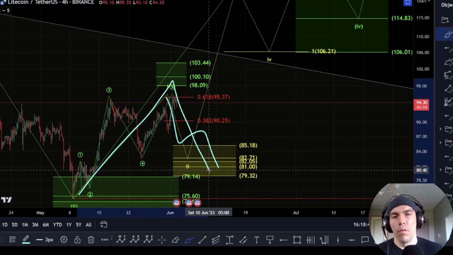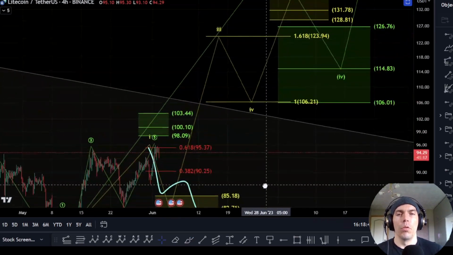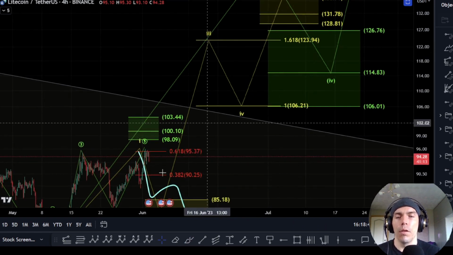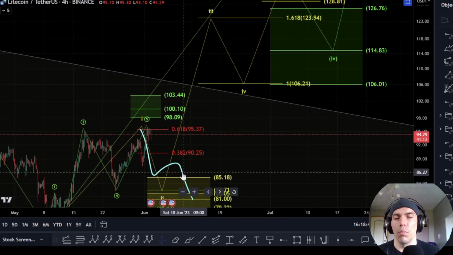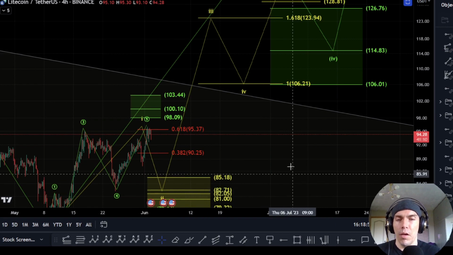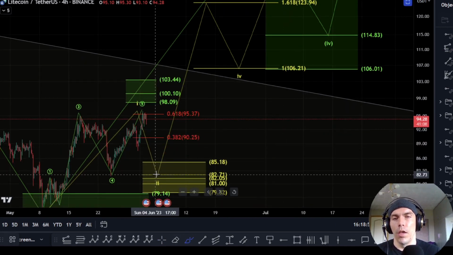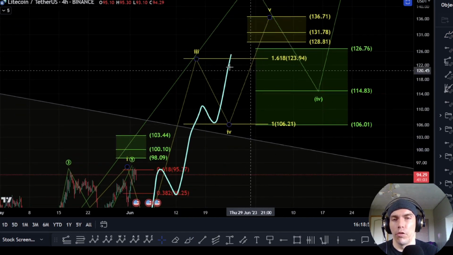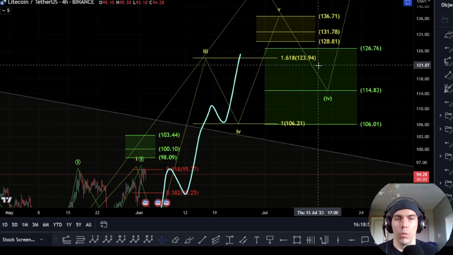Then we'd see a 3-wave move down, and then what we'd be looking for would be our next target. Our next target would be this 123.94, looking for this as a bigger 5-wave move. So this would mean that we would want to see a 3-wave move down back into this target area here, and then seeing this push to the upside in a nice clean 5-wave structure, looking to target out this 123.94.